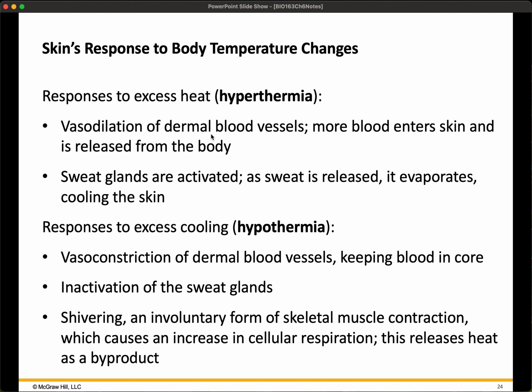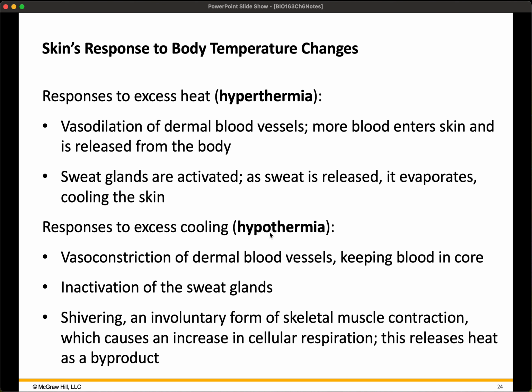But this is why when people have been running for a while, their faces get really red. I'm one of those people. It will probably happen at some point during the semester in lab, where walking up the stairs sometimes is enough to do it. If it's hot outside and I'm rushing, my face will just get bright red because the blood vessels in my skin are opening up. They're sending more blood to the skin surface so that heat can radiate off.